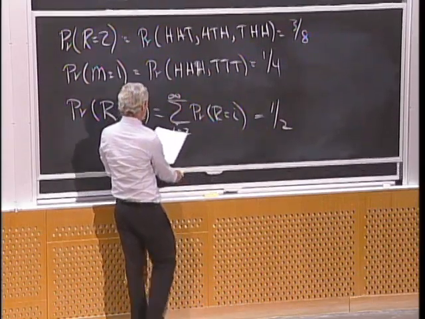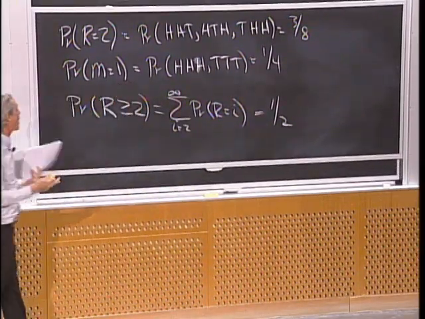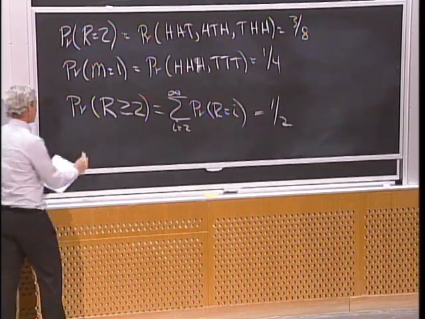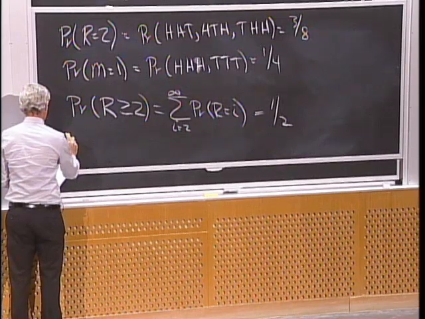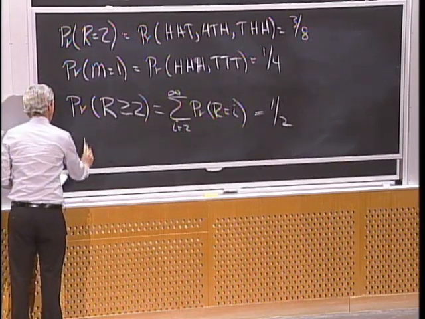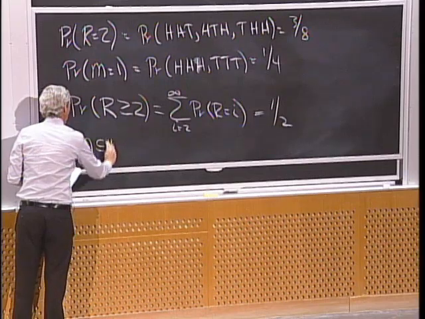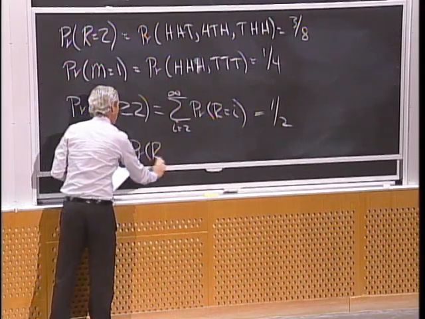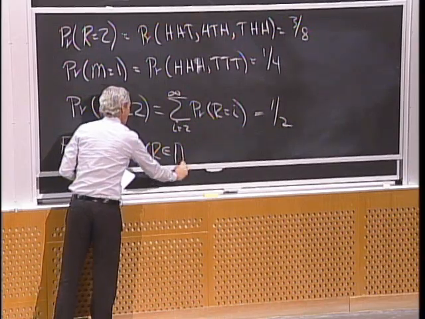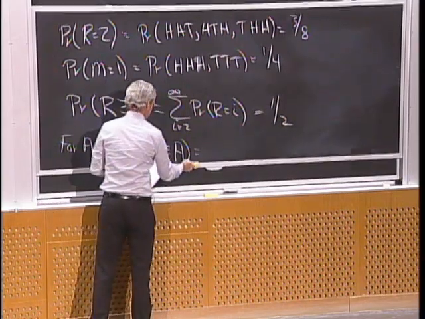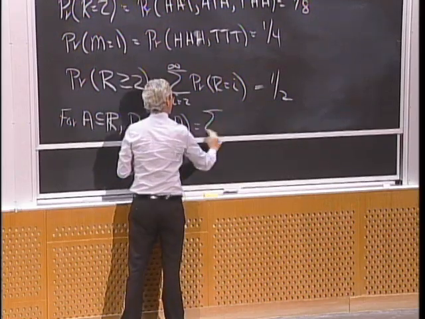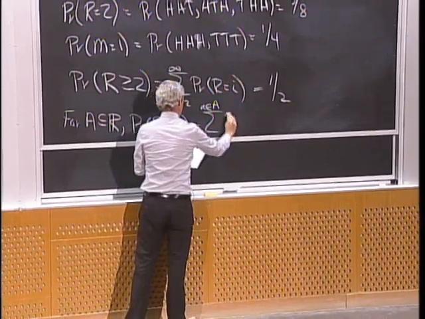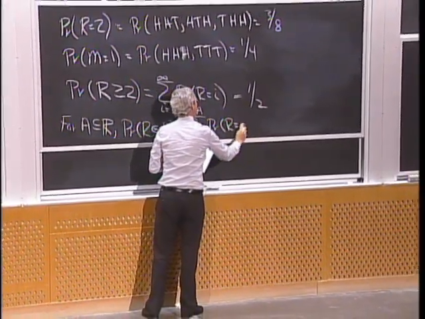And finally, we can talk about the probability that R is in some set of values. All right, so we could say, for example, for any subset of the real numbers, we define the probability that R attains a value in that set is simply the sum over all possible values in the set of the probability R equals that value.